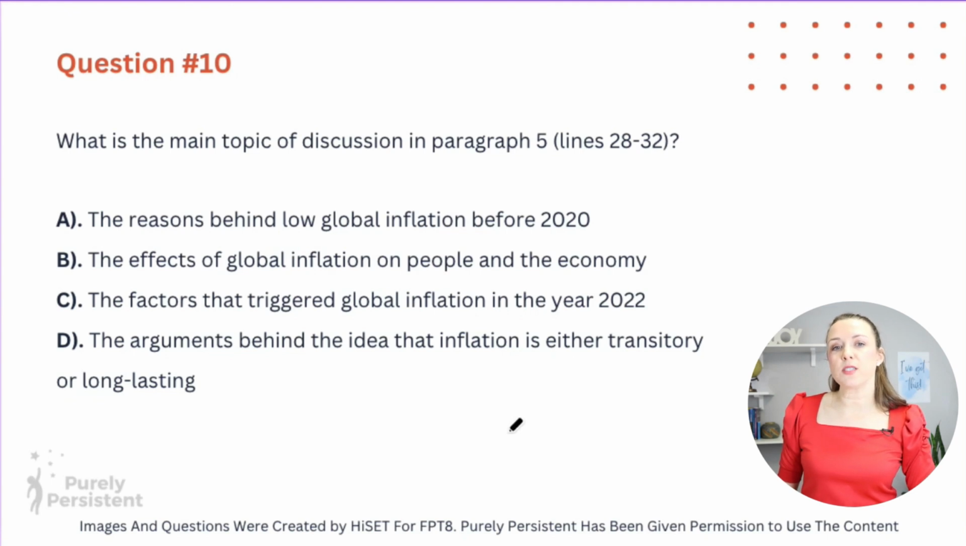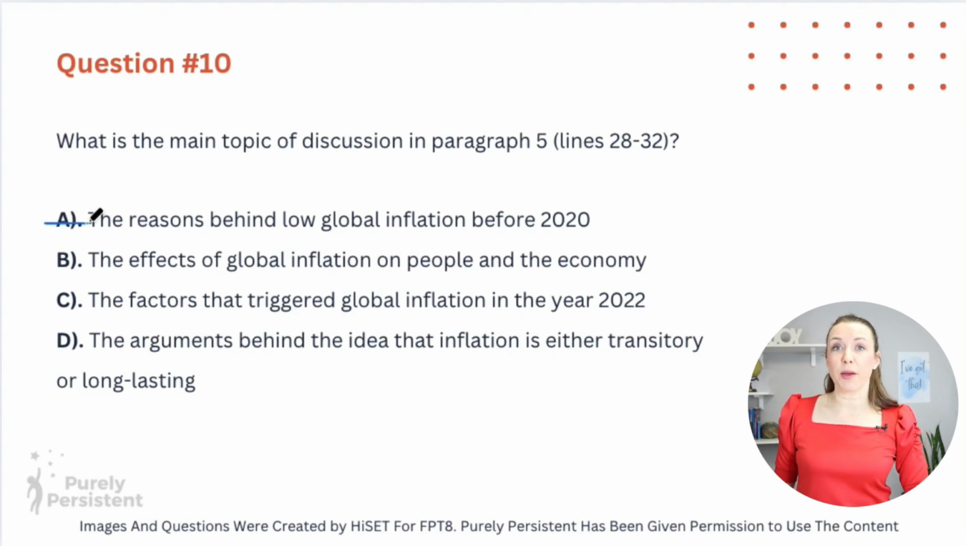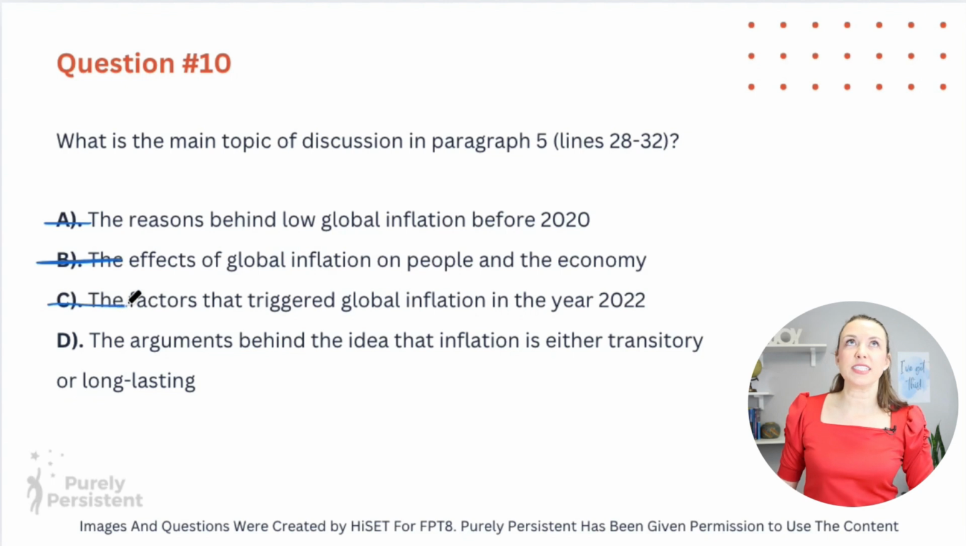Did it give the reasons behind the low inflation before 2020? No. The effects of inflation on people and the economy? No. Right? Did it talk about how you've been affected? Like, I go to the store and eggs are so much more expensive? No. The factors that triggered global inflation? No, it didn't say what the triggers were, right? It talked about the arguments behind the idea that inflation is either transitory or long-lasting. That was it. And we made it to the end.